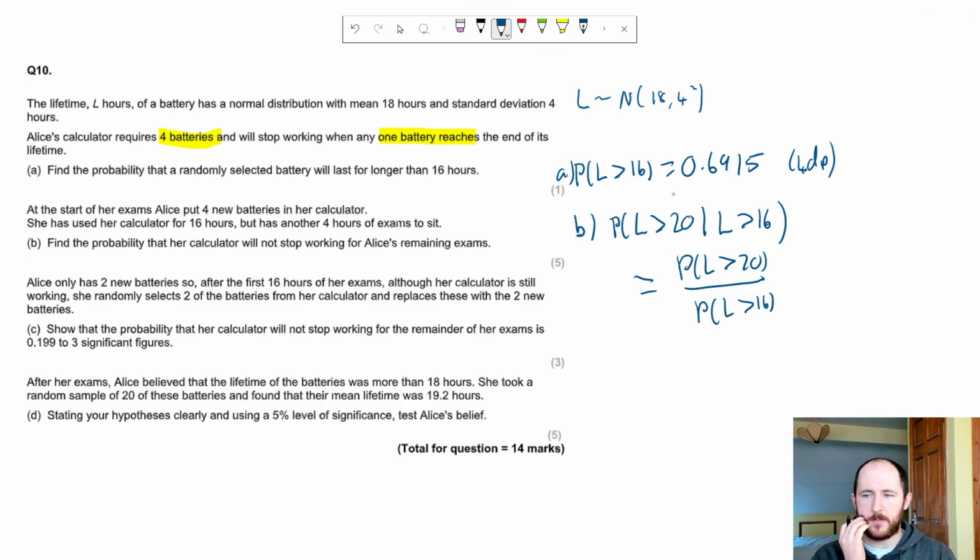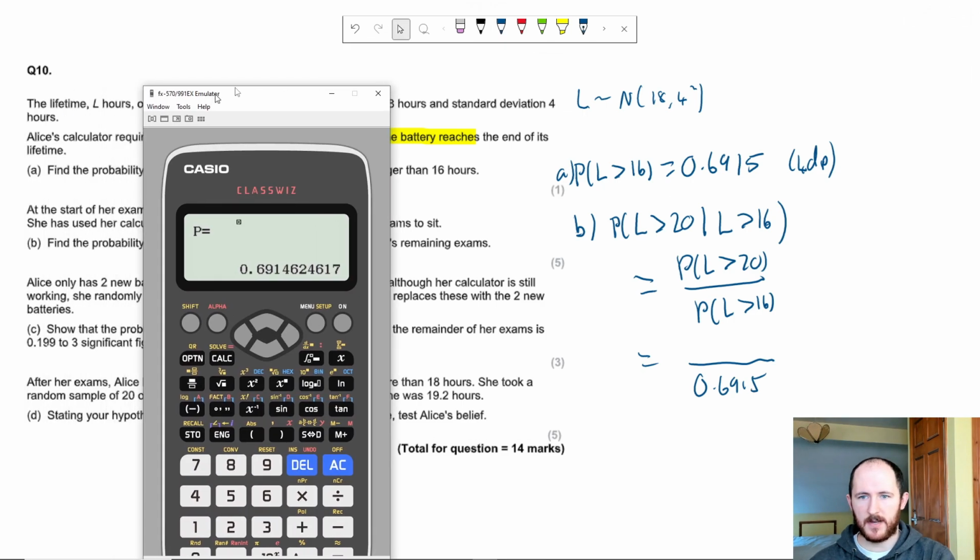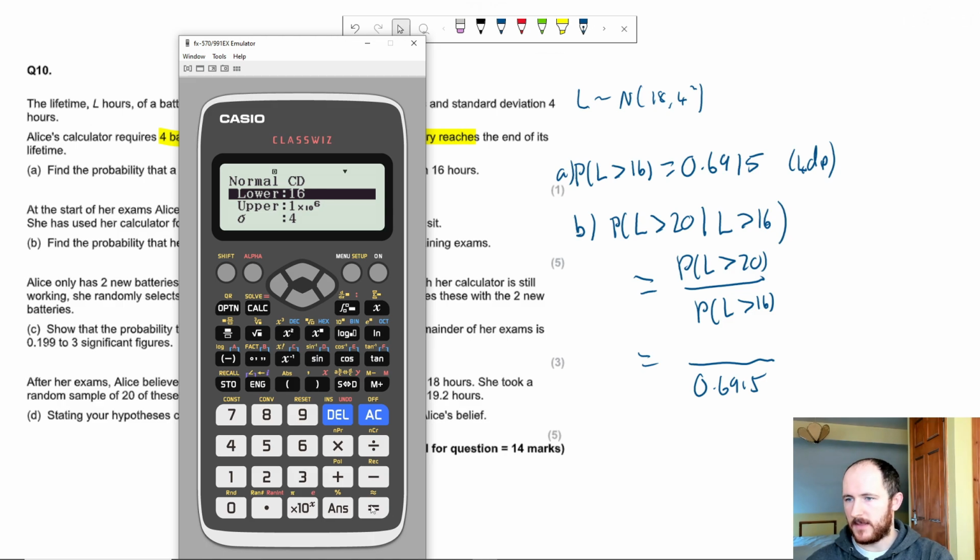So we already know the probability that L is greater than 16 because we've already worked that out. So we can just write that in as 0.6915. The probability that L is greater than 20, we can work that out nice and quickly using our calculator. If we go back, the lower now is 20. The higher doesn't change. The standard deviation doesn't change. The mean doesn't change.